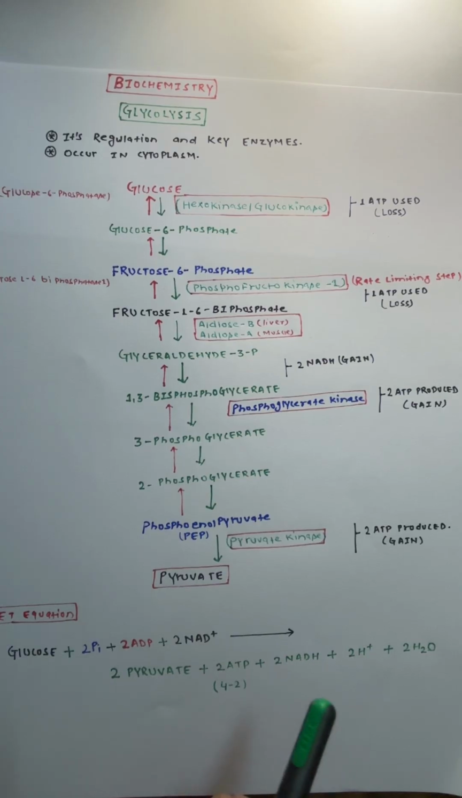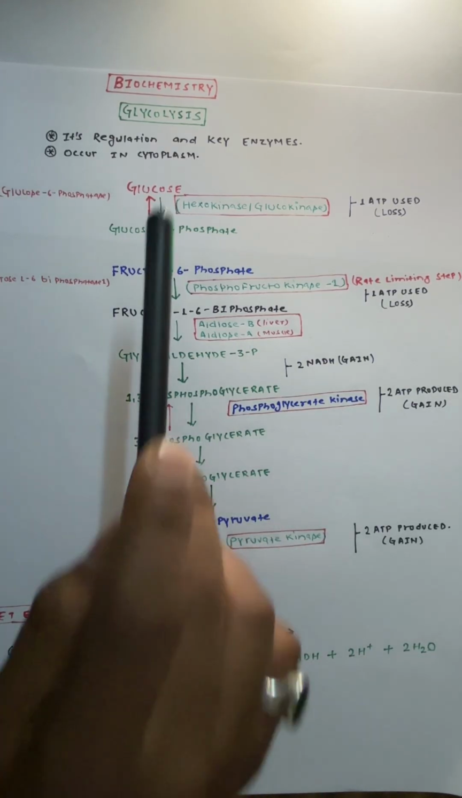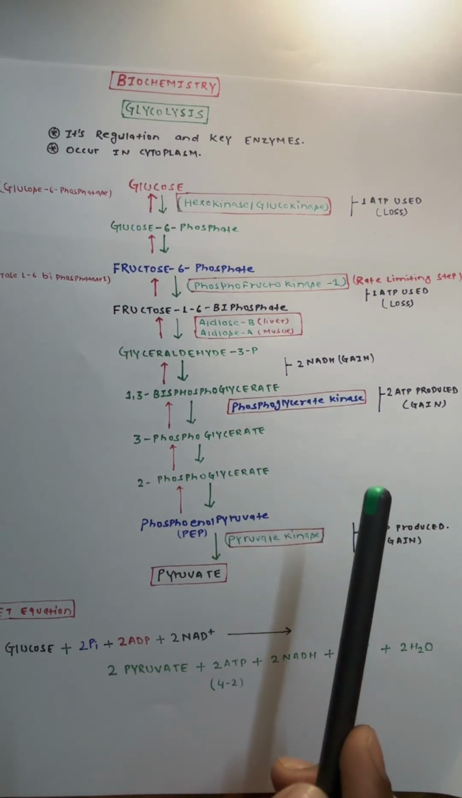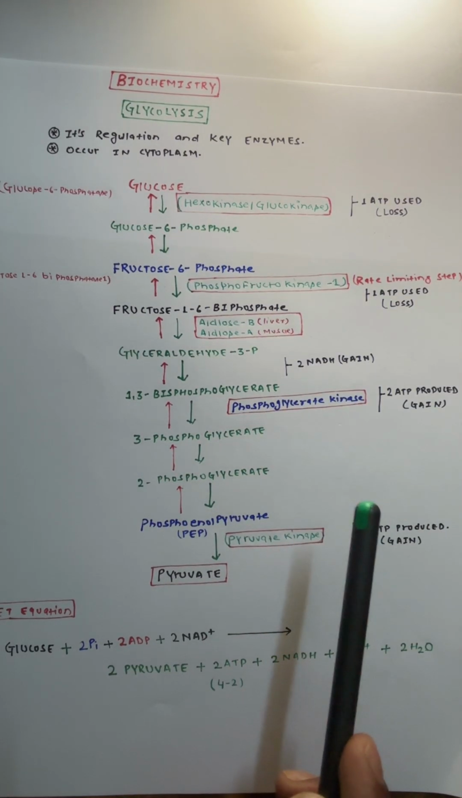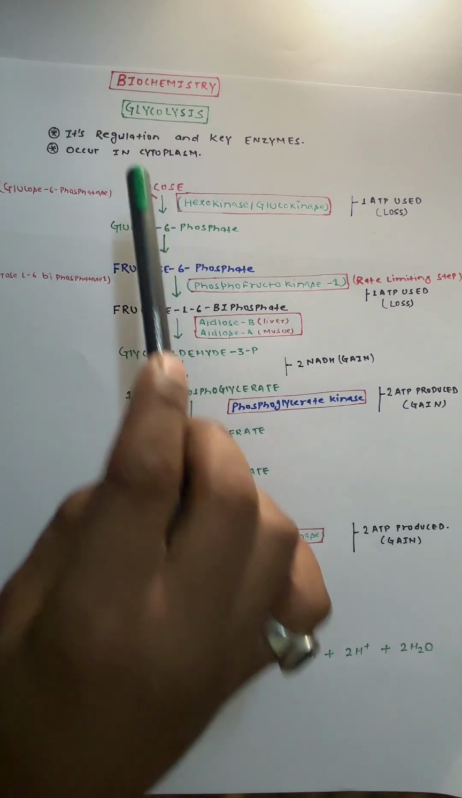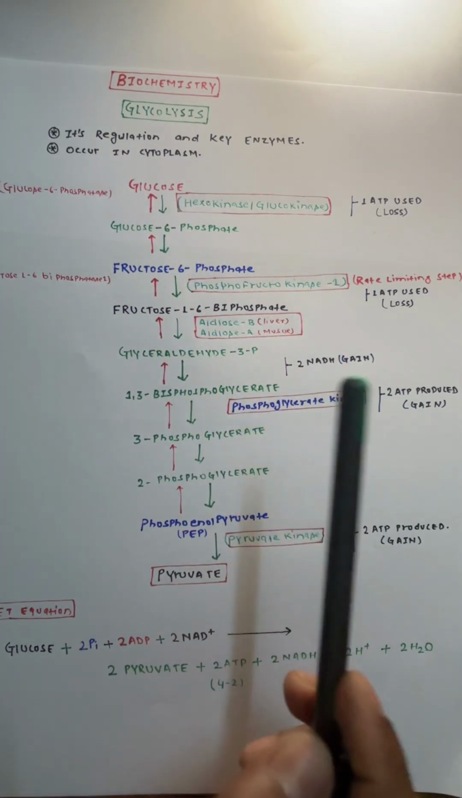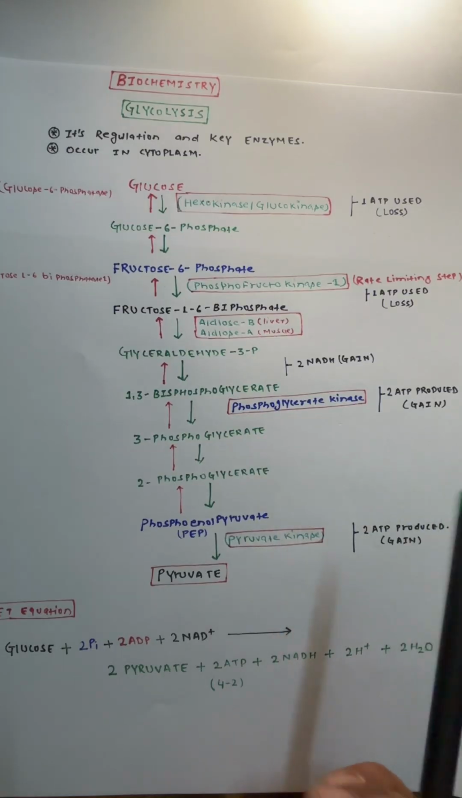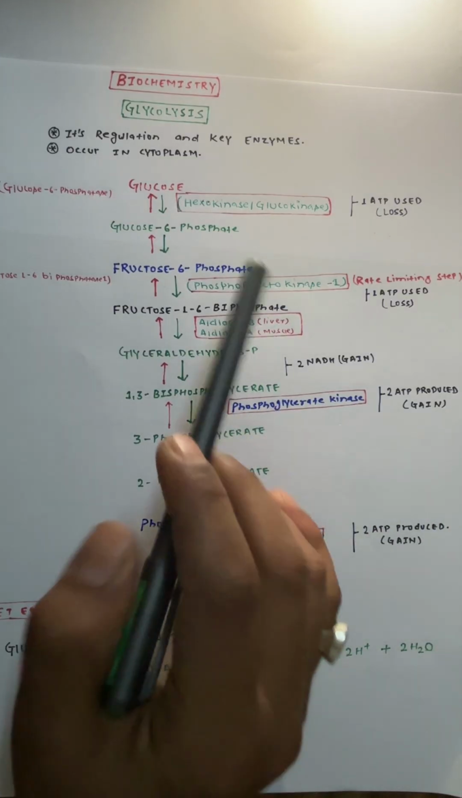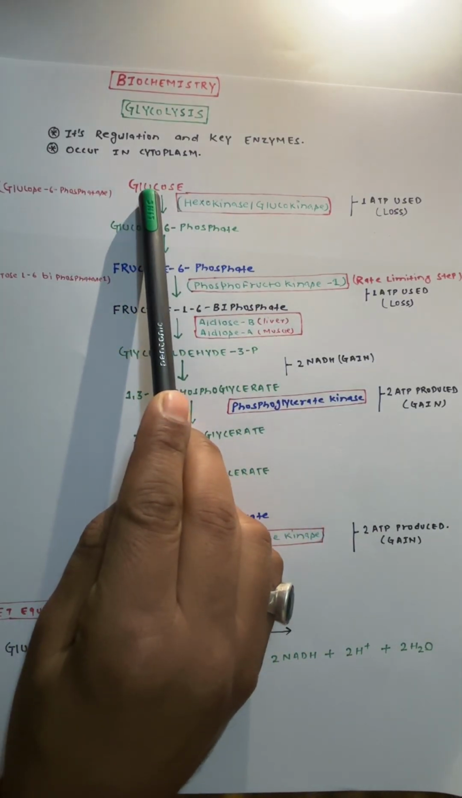So first let's understand the basics: glycolysis occurs in the cytoplasm. We have already learned about the different cycles of biochemistry and where they occur in the previous video. So we all know that glycolysis occurs in the cytoplasm. Now we'll talk about the different steps of glycolysis one by one. Glycolysis starts with glucose.